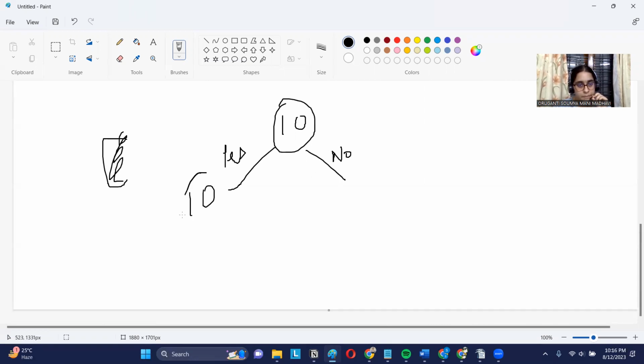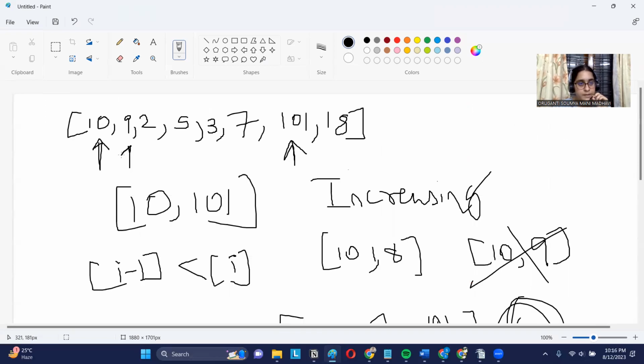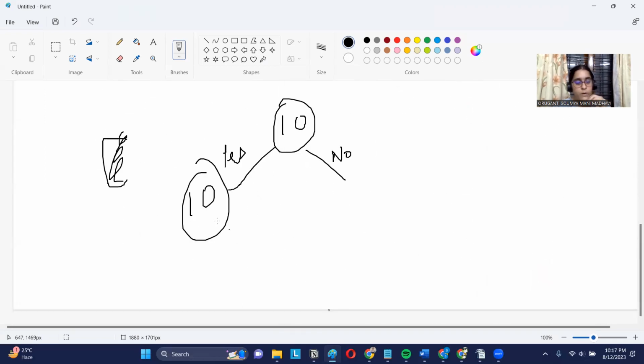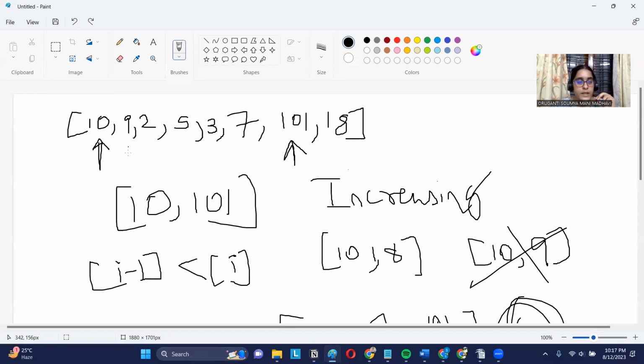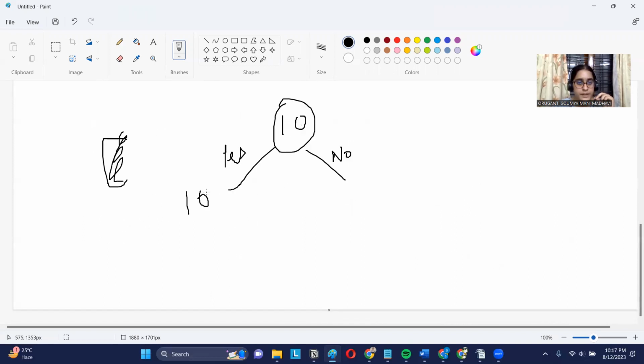If we include 10, then we go to the next element. Here we can include 9 or we cannot include 9. So here again, we're looking at 9, and we include it or we don't include it. But we can only include a particular number if that number is greater than the previous number, right? That's the condition for it to be increasing. So here, after including 10, we cannot include 9. Then if we go to the next number 2, we cannot include it. 5, 3, 7, 101, finally. So we can include 101 because 101 is greater than 10.